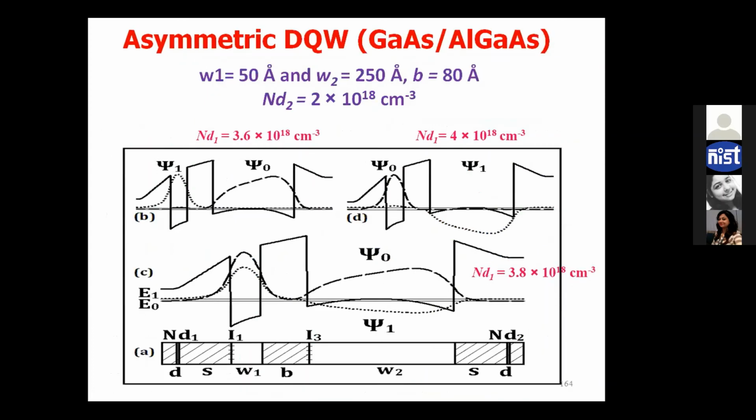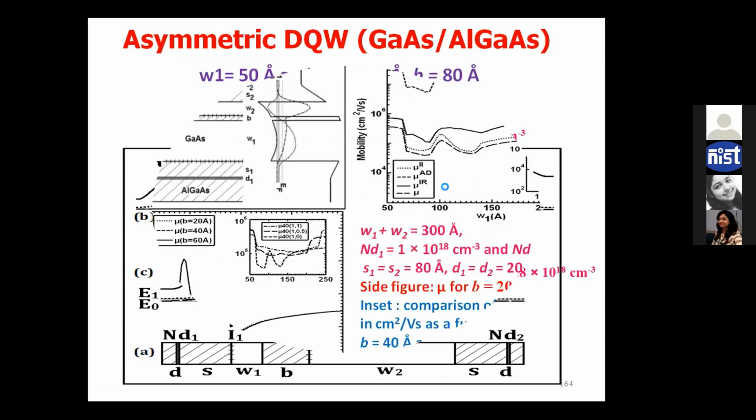So in the same manner, we can also modulate this. That means instead of taking symmetric wells, you take one well less, another well large. If you take asymmetric wells, you can also modulate the wave function. You can see here, this wave function is totally modulated, and here doping is the same on both sides, but the well is different. That means we take a different well, and accordingly we modulate the wave function.